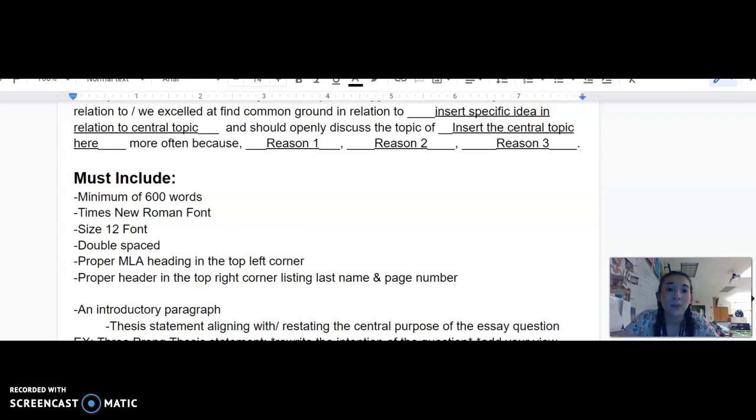It needs to be Times New Roman font, 12-point font, double-spaced, with a proper MLA heading in the top left corner. So when I say that, that does not mean in your header, but in the top left corner, it should have your first name, last name, and all the other things that will be included in a Purdue OWL link on Schoology. So please make sure that you reference that. And then a proper header in the top right corner listing last name and page number. So a header is different than your heading, and that will also be through Purdue OWL.